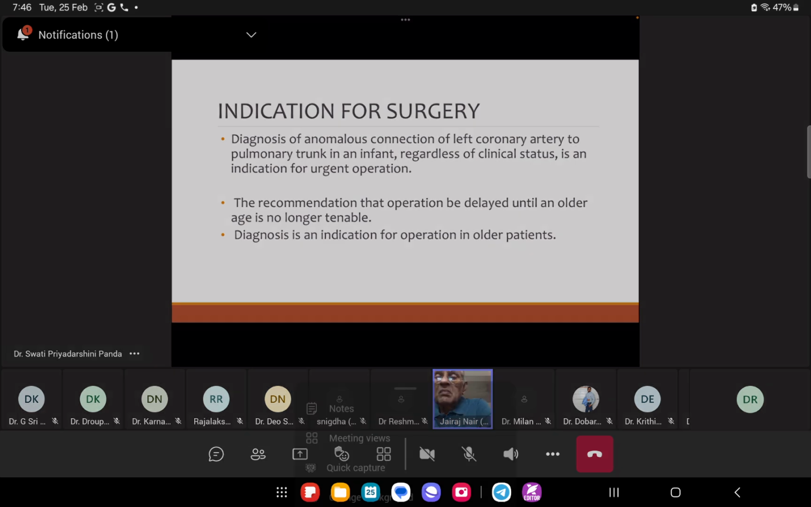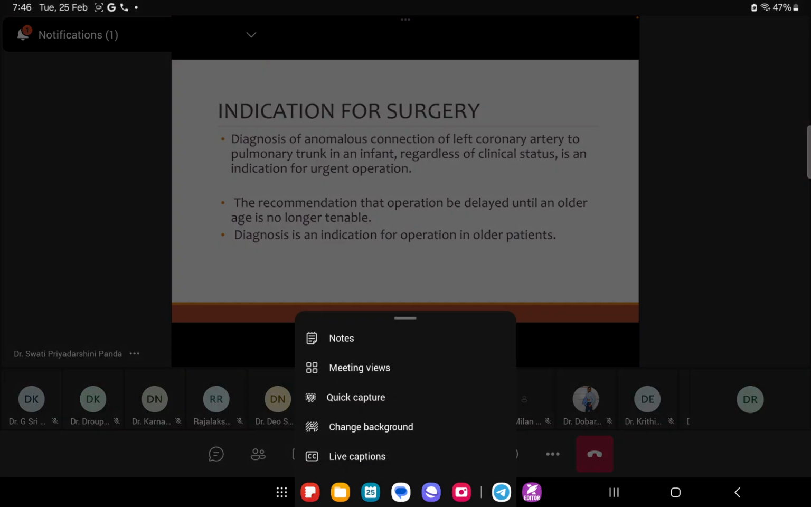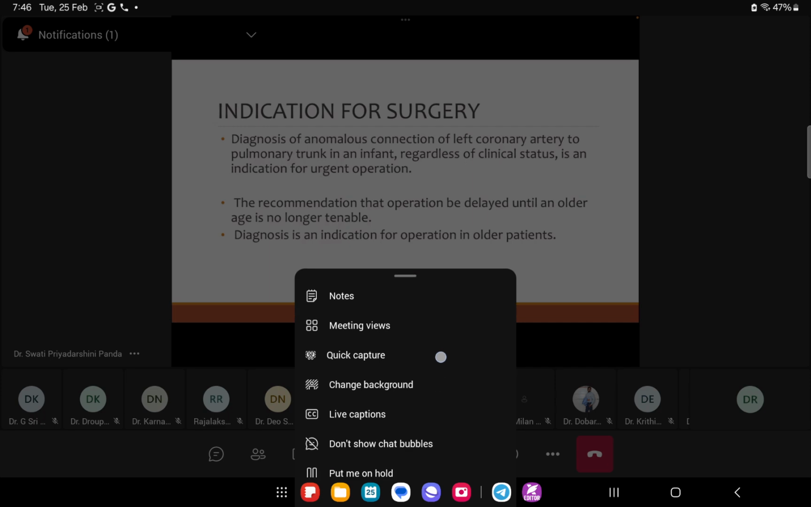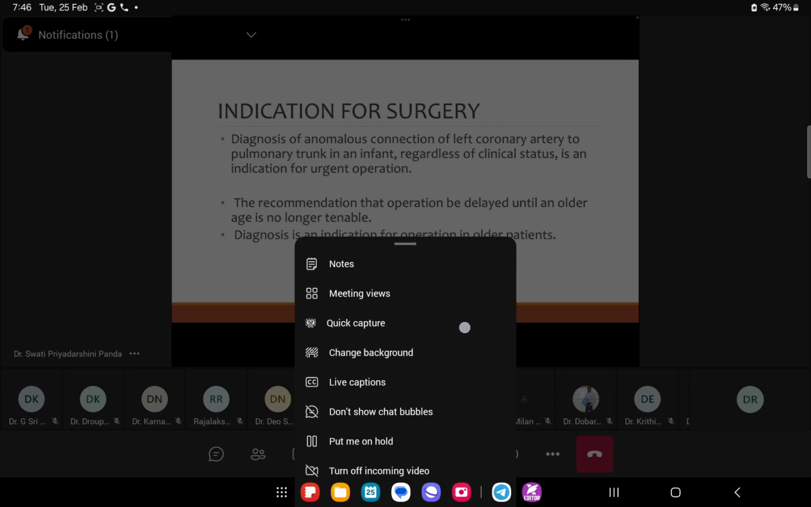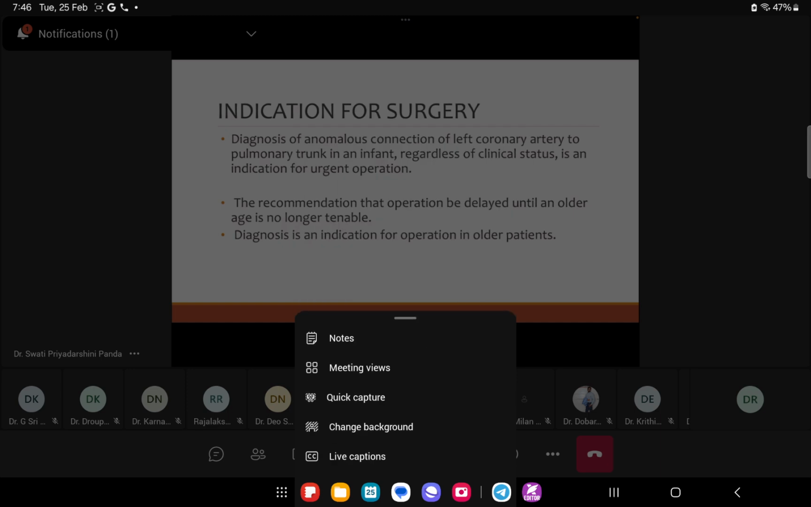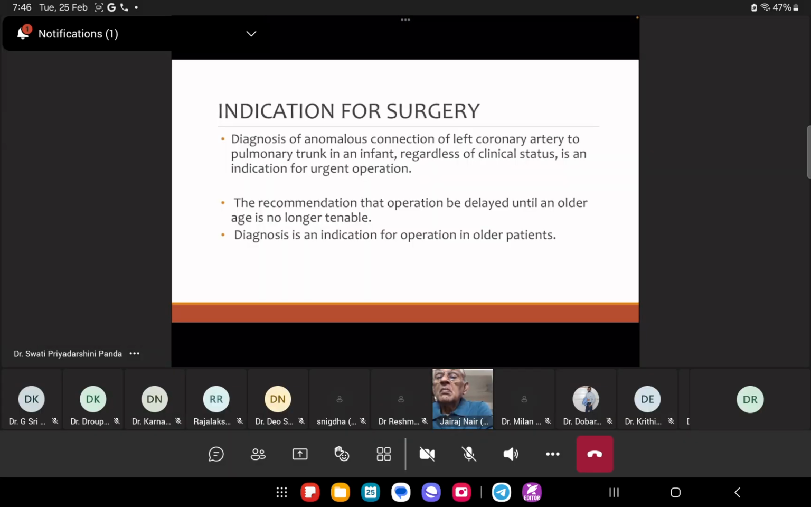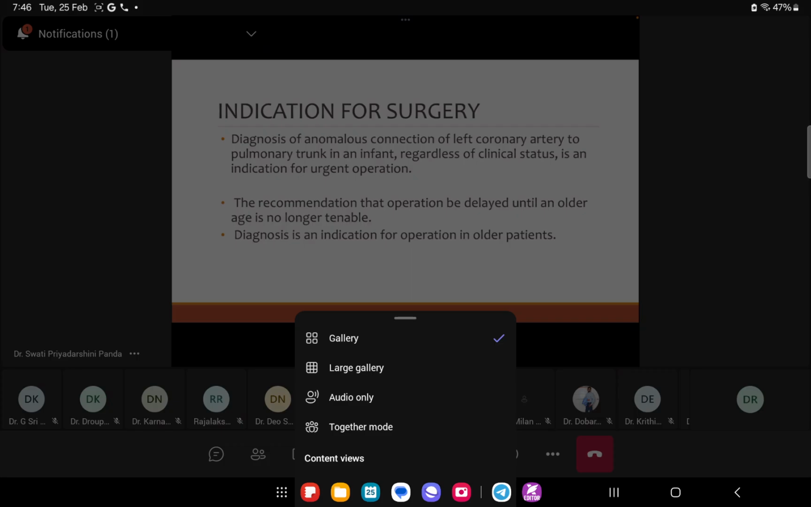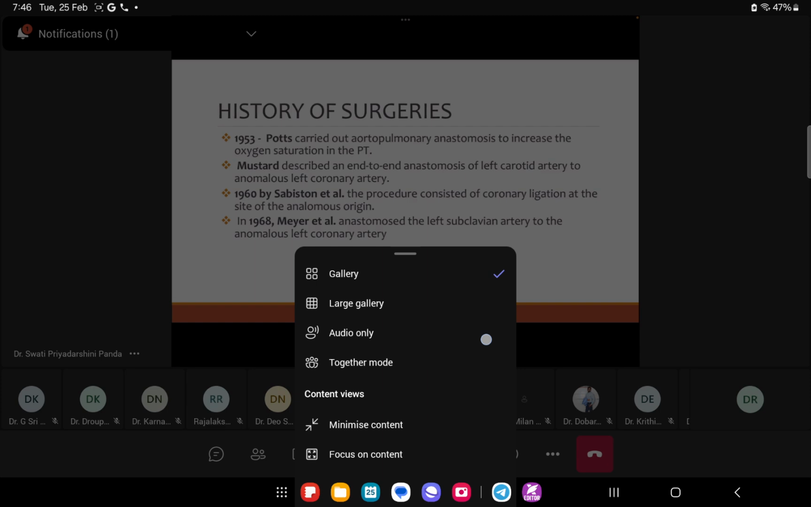Indications of surgery. Diagnosis is an indication of surgery in older patients. Diagnosis of anomalous connection of the left coronary artery to the pulmonary trunk in an infant, regardless of the clinical status, is an indication for urgent surgery. The recommendation that operation be delayed until an older age is no longer tenable.